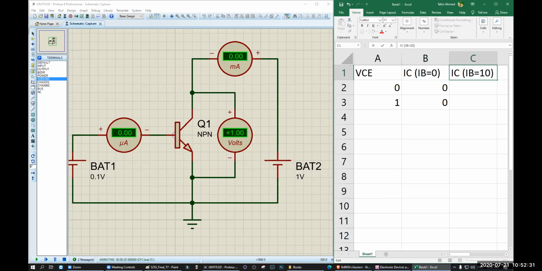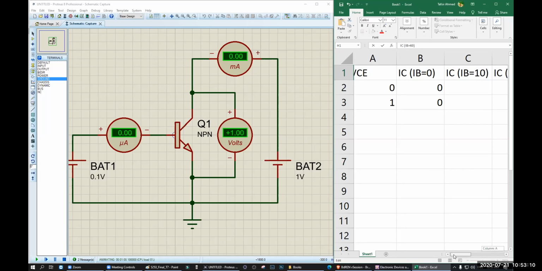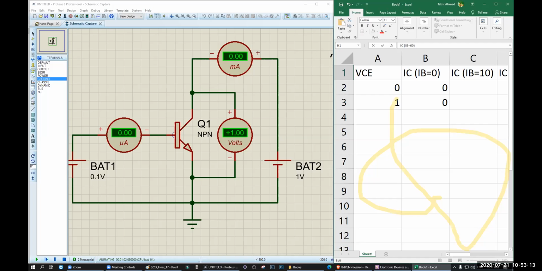This line will be for when IB is equal to 10. Next line, when IB is equal to 20. This line will be when IB is equal to 30, like that. This one will be when IB is equal to 40, this one for 50, this line for 60. So actually you can make a lot of data. At first we will do for when IB is equal to 0. Do not draw anything.